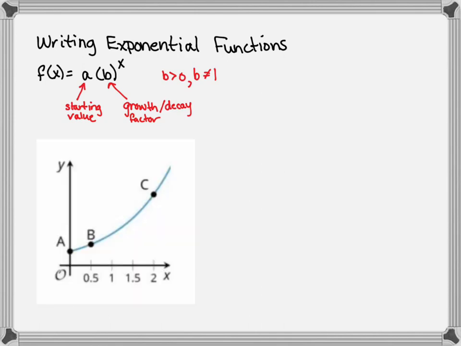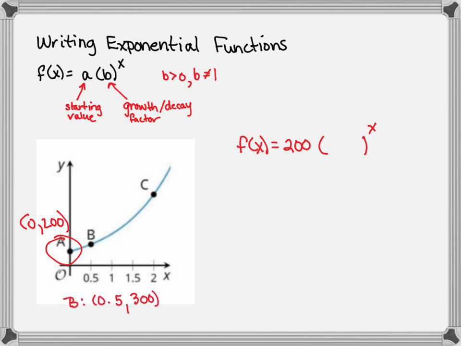So here we have a graph, and this looks like an exponential growth function. We have 3 points, but we don't know the y values. So let's say our starting point here on the y-axis, our y-intercept is 0, 200. Then if we wanted to start writing our function, we know the starting value is 200. So we've got f of x equals 200 times something, that will be our growth factor, to the x power.